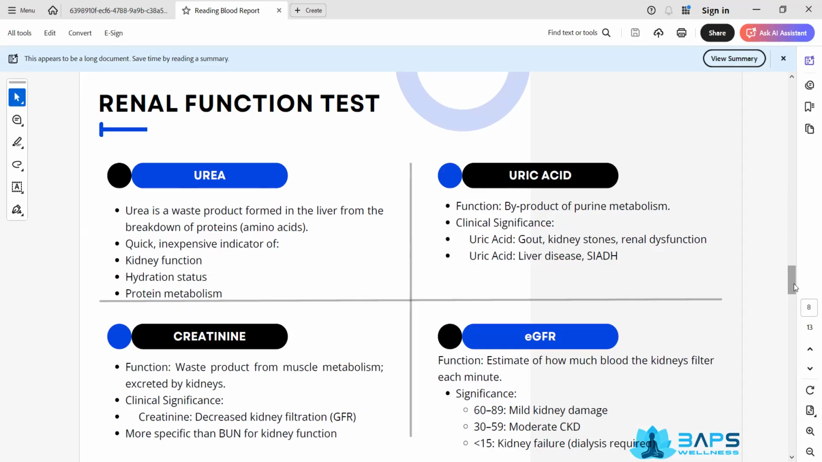And uric acid is the byproduct of purine metabolism. If it is more, you will have problems like gout or kidney stones, and in severe cases, it causes renal dysfunction or kidney failure.